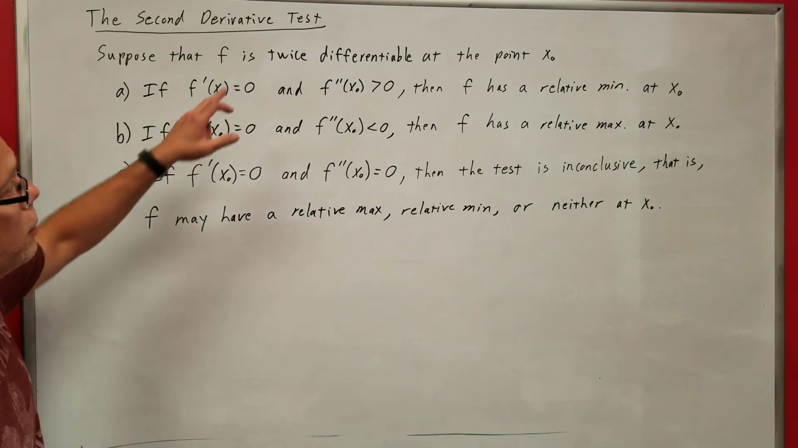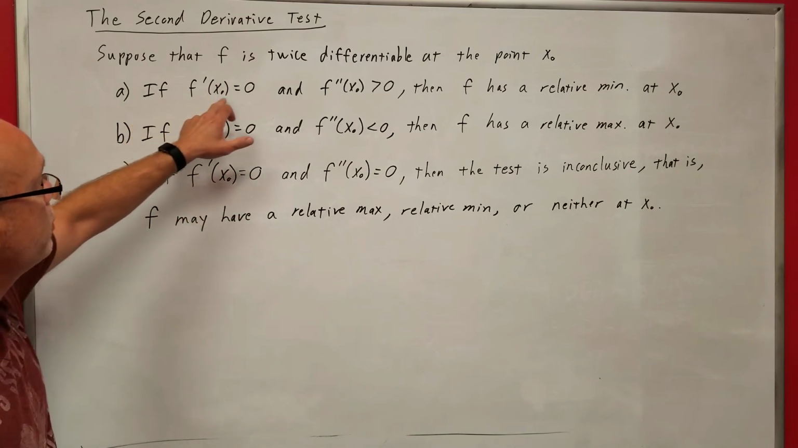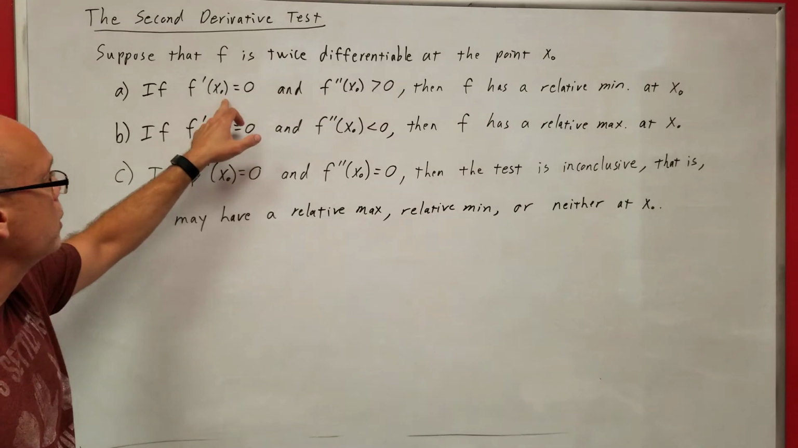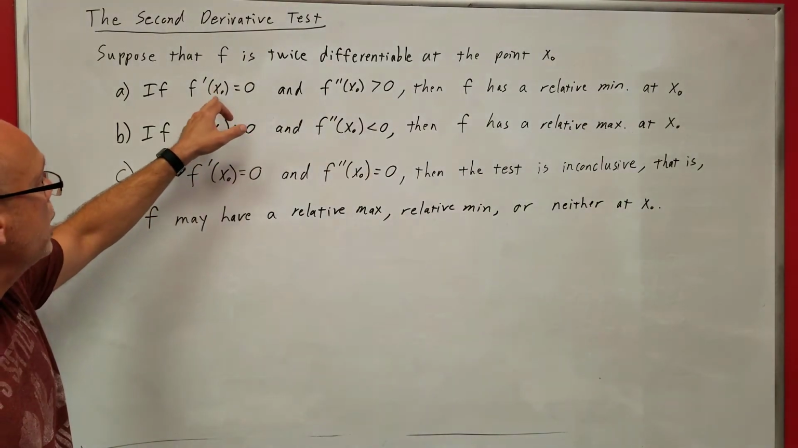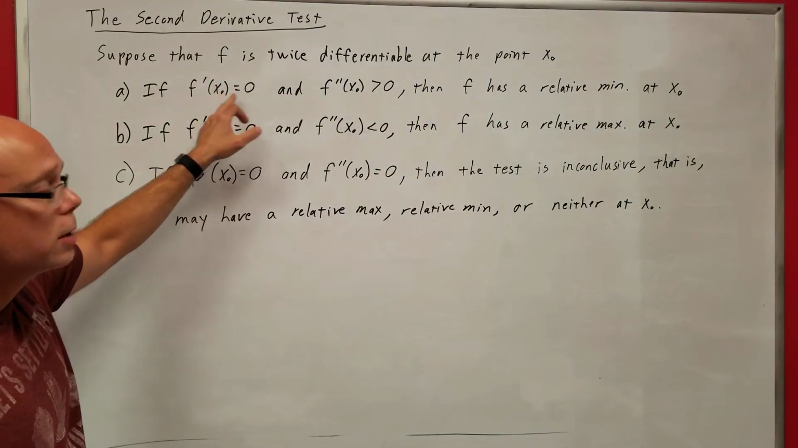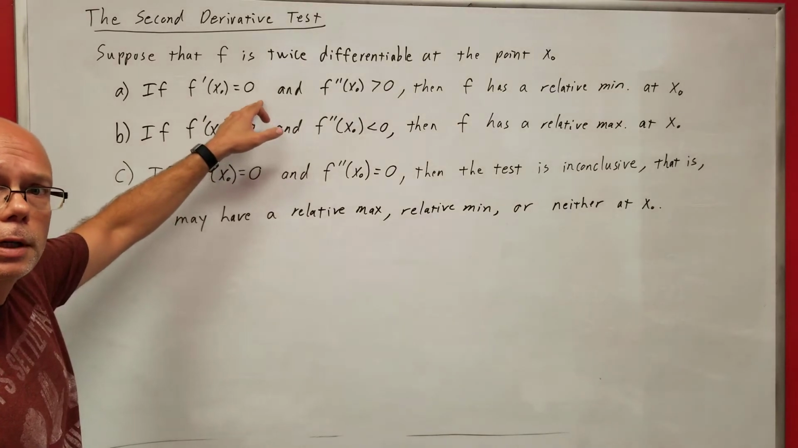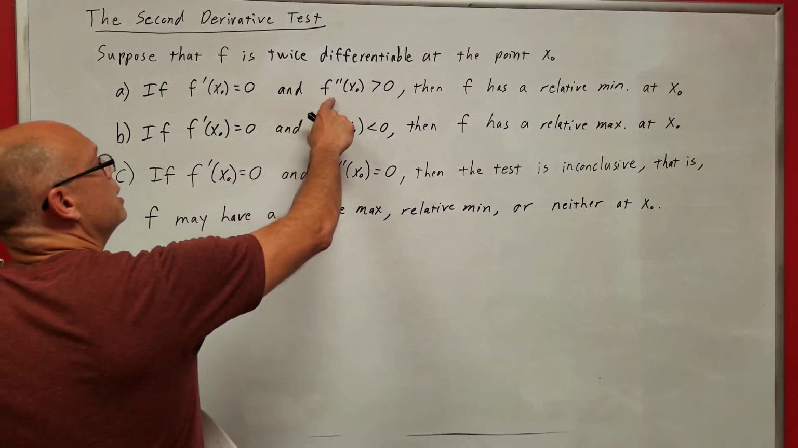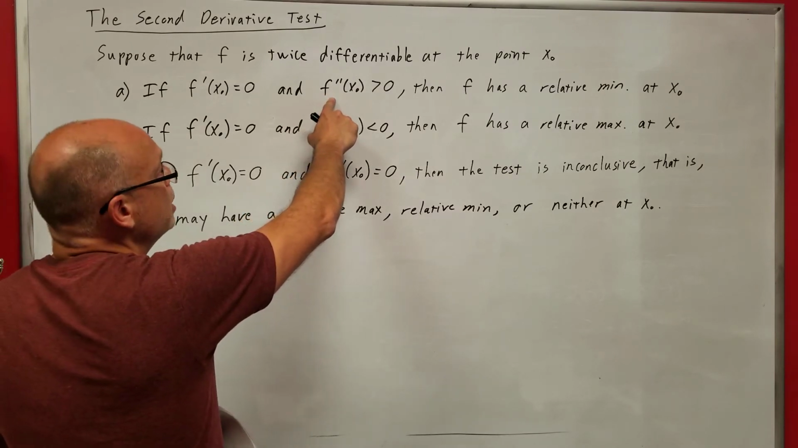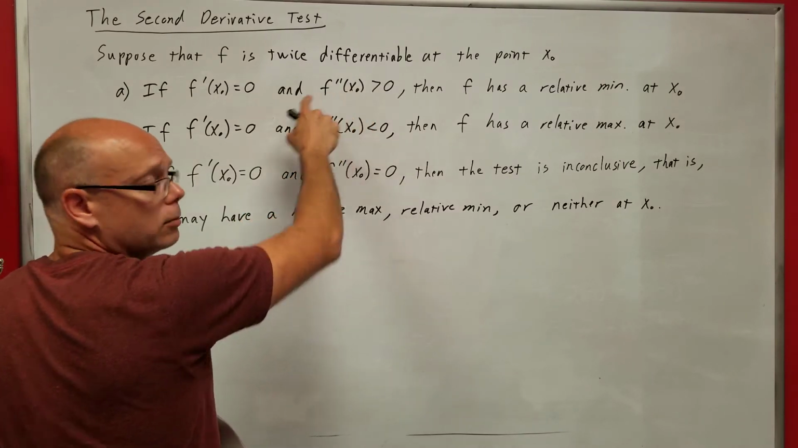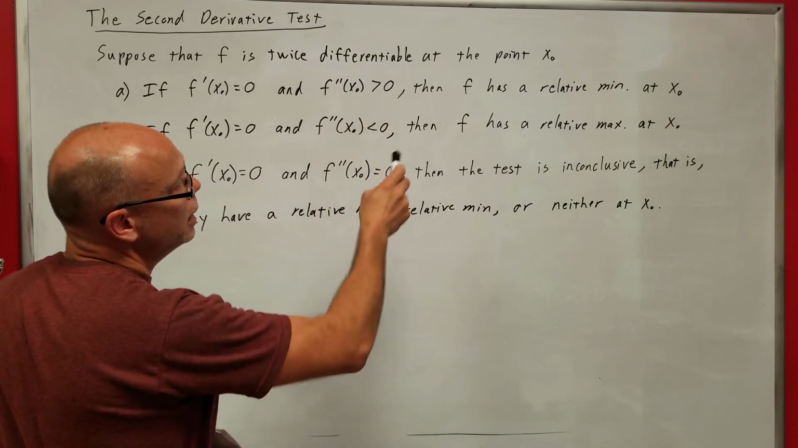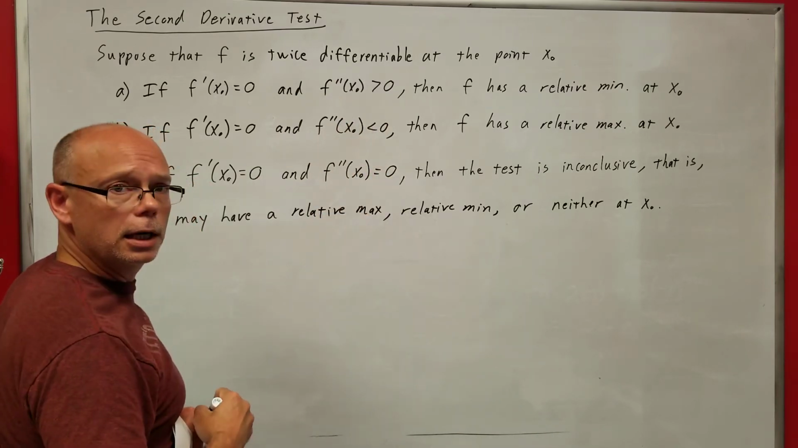Suppose that f is twice differentiable at the point x naught. If f prime of x naught is equal to 0, well, what does that mean, first of all? That means the values of x where your first derivative is 0. So you find the zeros of your first derivative. And at that 0 of your first derivative, if you evaluate your second derivative and it's positive, then f has a relative minimum at x naught.